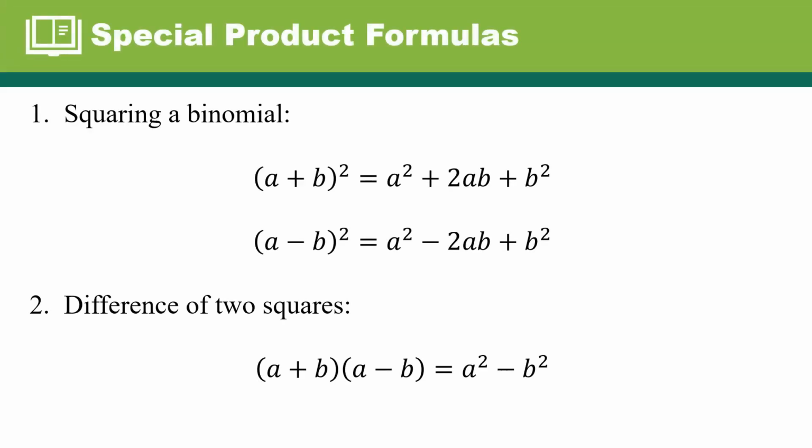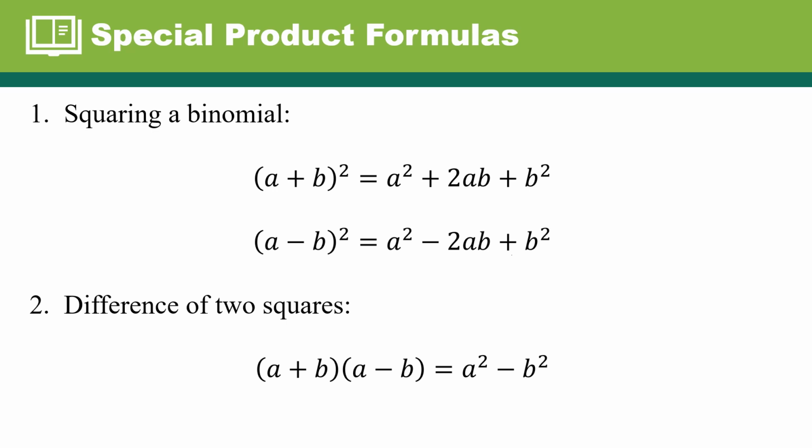Now here's a quick review of our special product formulas. When we're squaring a binomial, that means we have two terms, a plus b. We're going to multiply it times itself. A plus b times a plus b. We have a formula which is a squared plus 2ab plus b squared. Similarly, for a minus b squared, it would be a squared minus 2ab plus b squared.